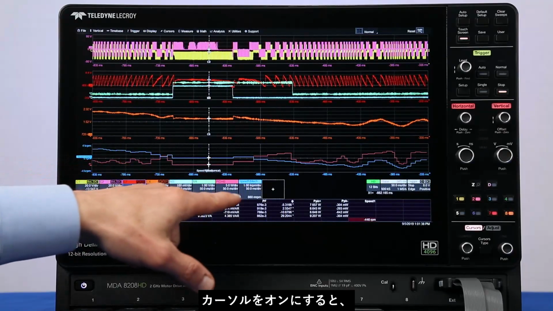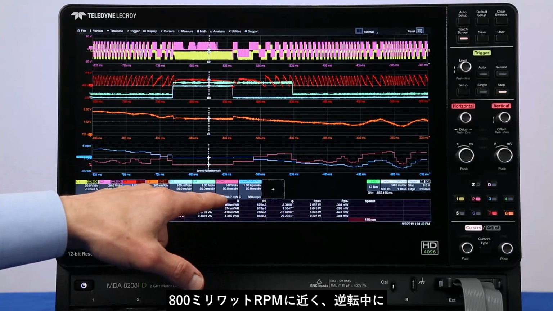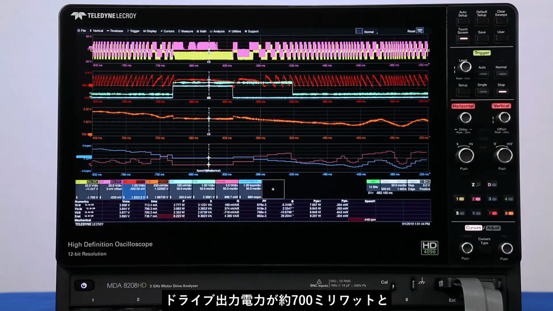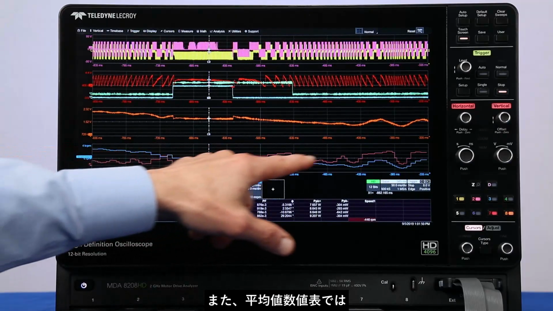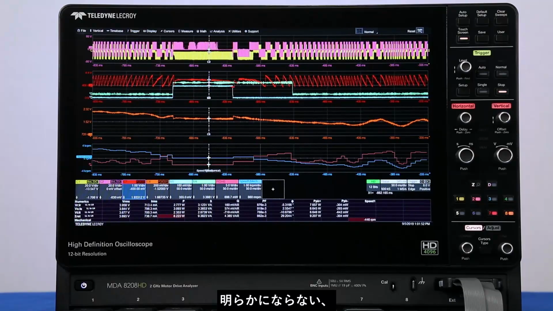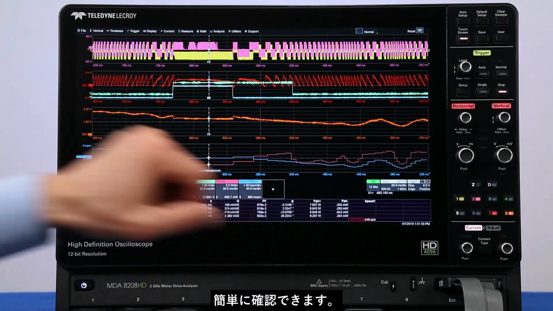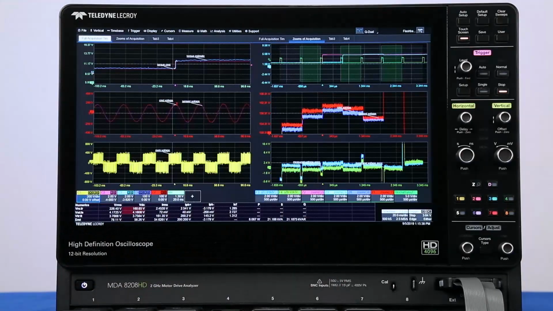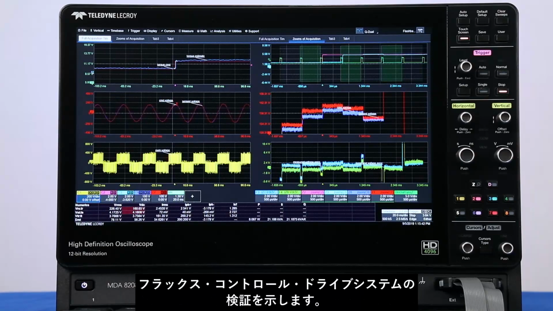We'll turn on cursors, and you can see that the motor reversal registers as near 0 RPM or 800 millirpm, and the drive output power registers as about 700 milliwatts during the reversal. You can also easily see the dynamic variation in speed and power output, which is not obvious in the mean value numerics table. This example shows validation of a deadbeat direct torque and flux control drive system.